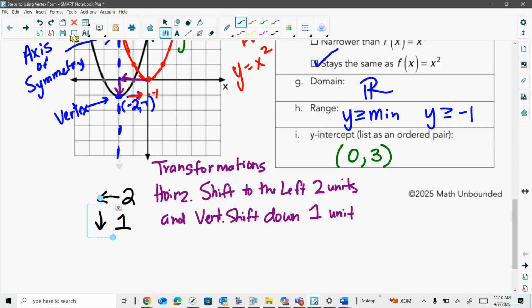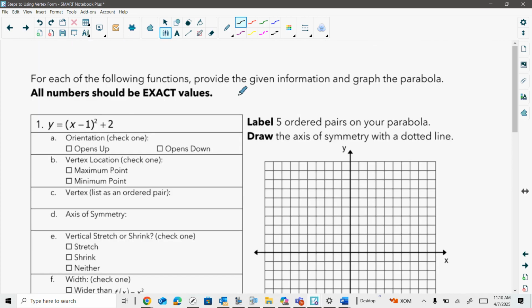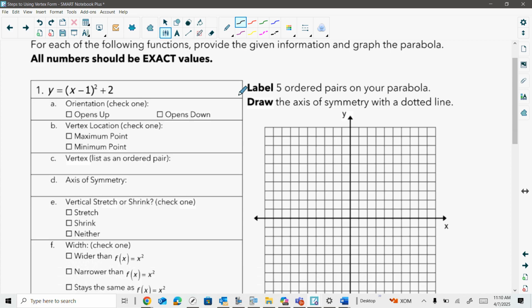All right, so let's look at this example we're going to do together. Look at number 1. Add to your paper the vertex form, which is y equals a, parentheses x minus h, close the parentheses, squared, plus k. Okay. So we're going to compare this to the parent function.